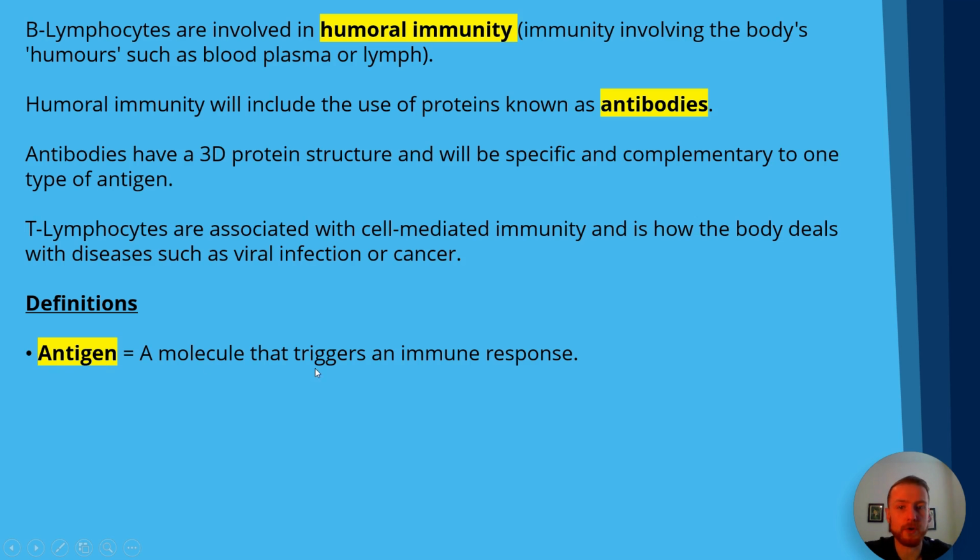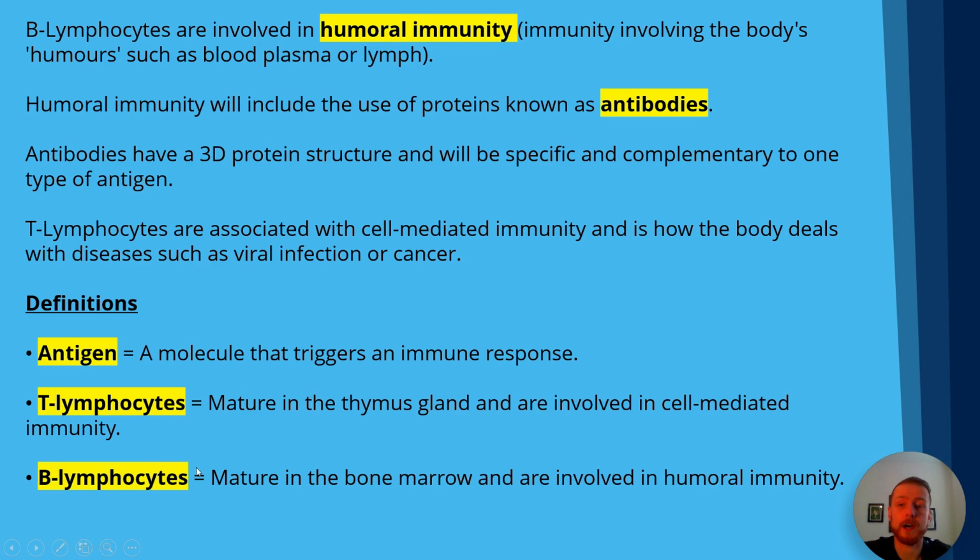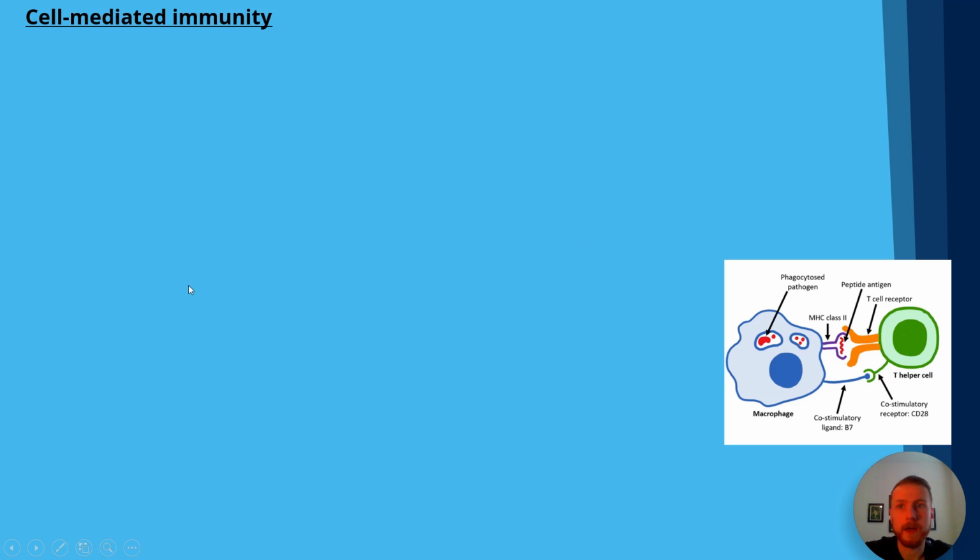So some definitions next. An antigen is a molecule that triggers an immune response. T lymphocytes mature in the thymus gland and are involved in cell-mediated immunity. B lymphocytes mature in the bone marrow and are involved in humoral immunity.